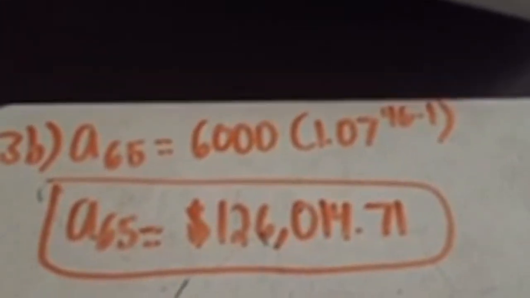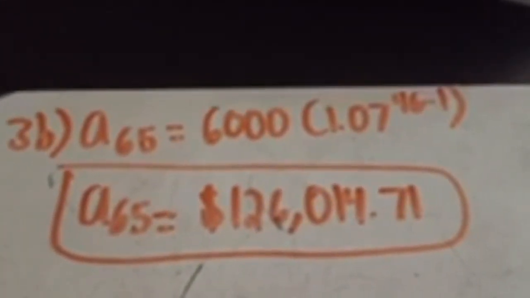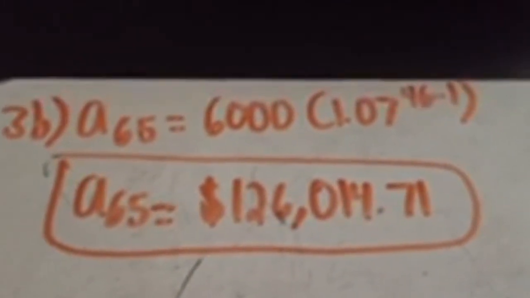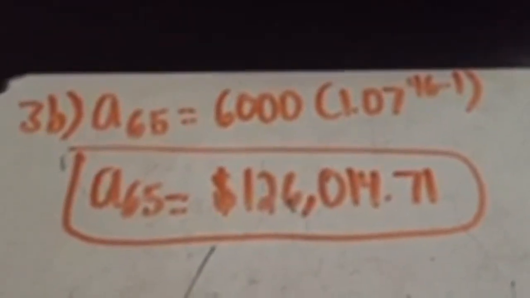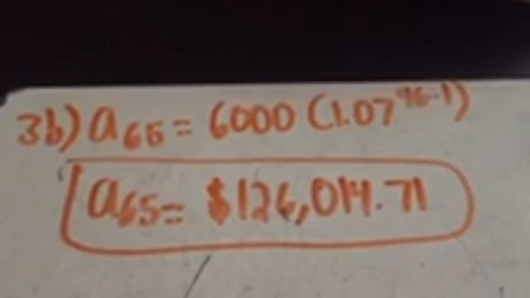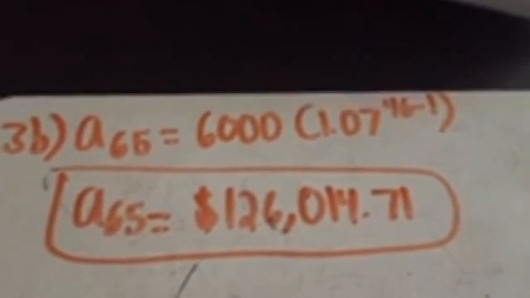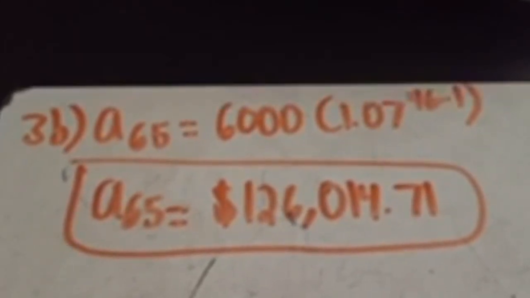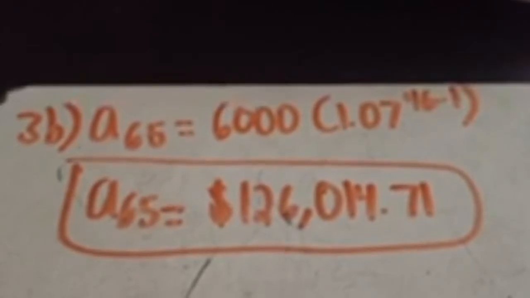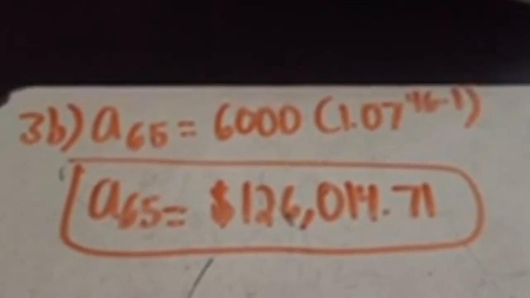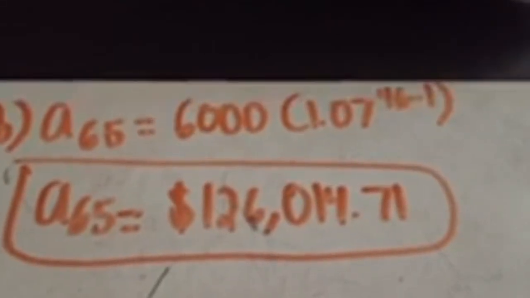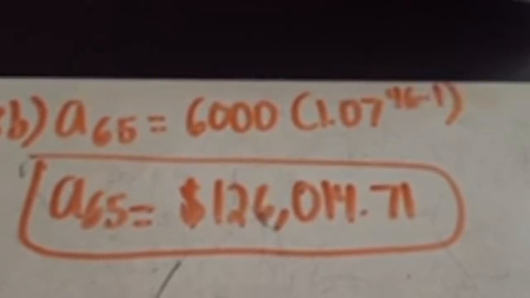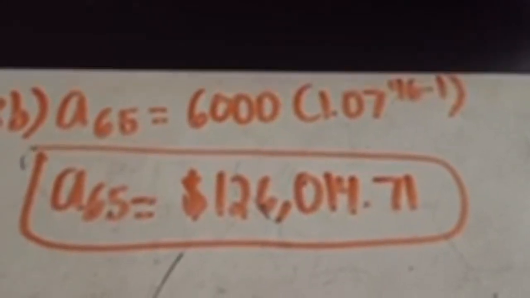It is still currently your 19th birthday. 3A asks how much money you will have on your 40th. 3B is asking how much money you will have on your 65th. So 3B is the same exact problem as 3A, except this is your 65th birthday, not your 40th. So to find how many years you'll have to wait until you get this amount of money, you do 65 minus 19, and you get 46 right here. That is the amount of years that you will have to wait in order to become 65, and the amount of money you'll make.